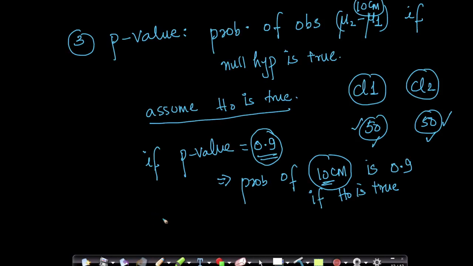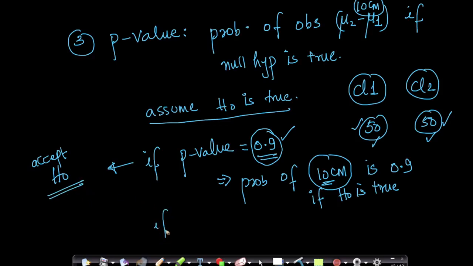Now, the other way of looking at it: if your p-value is high, you say, okay, even if these two classes had the same height, I could observe a 10 centimeter difference easily, and hence I just accept. So if the p-value is high like this, I accept my H0, my hypothesis 0, which is that there is no difference.